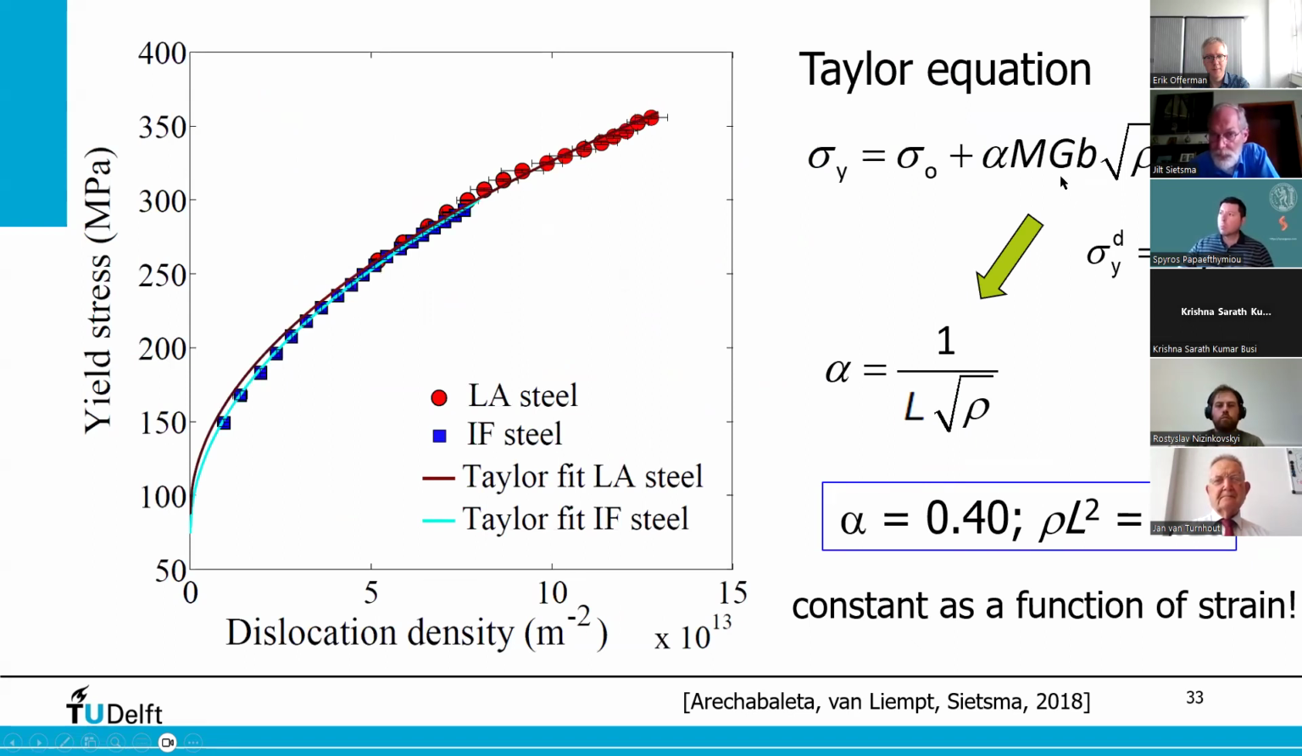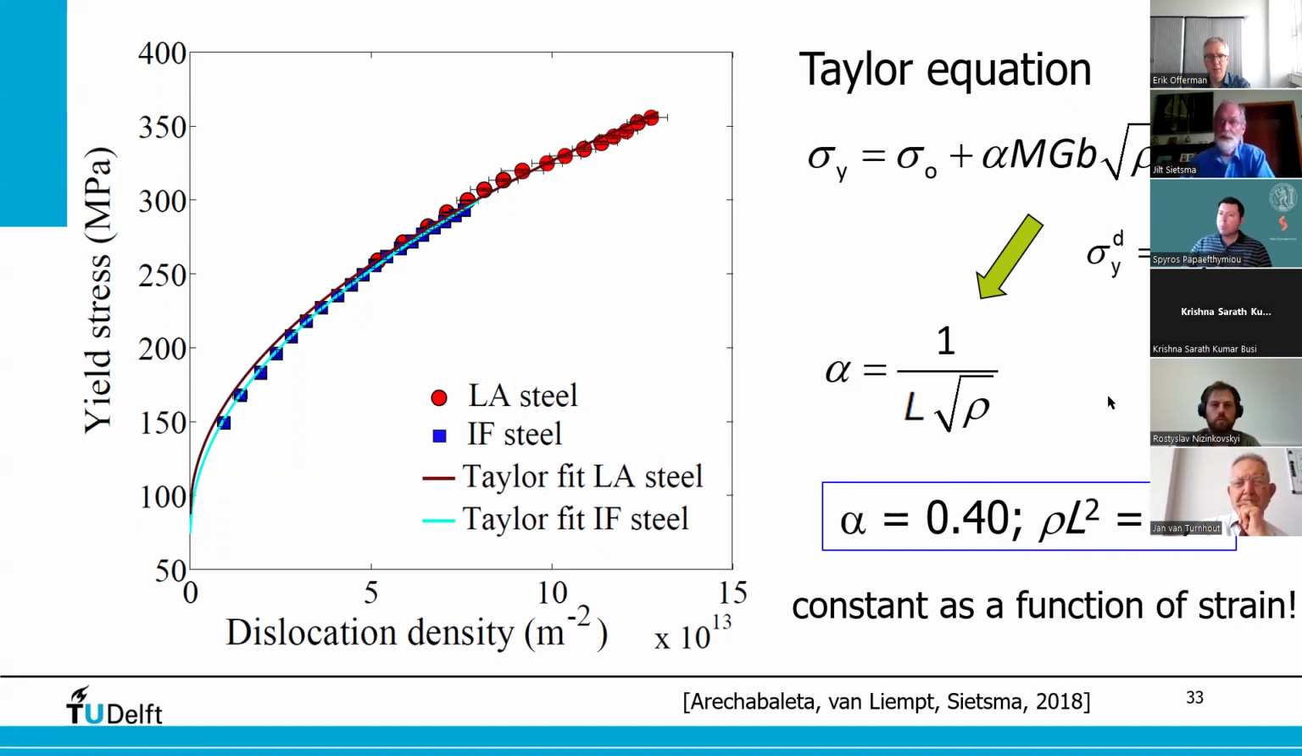And what you see here is the relation to the actual meaning of the alpha parameter, because this is the classical Taylor relation, and this is the equation for the yielding of dislocations. And if you combine them, you see that the alpha parameter is equal to 1 over L square root rho. It's not an arbitrary parameter, it's the parameter that is governed by the dislocation structure in the sense of these 2 parameters. So when we determine alpha from the fits, we can determine rho L squared, which has a value that is below 6.4.